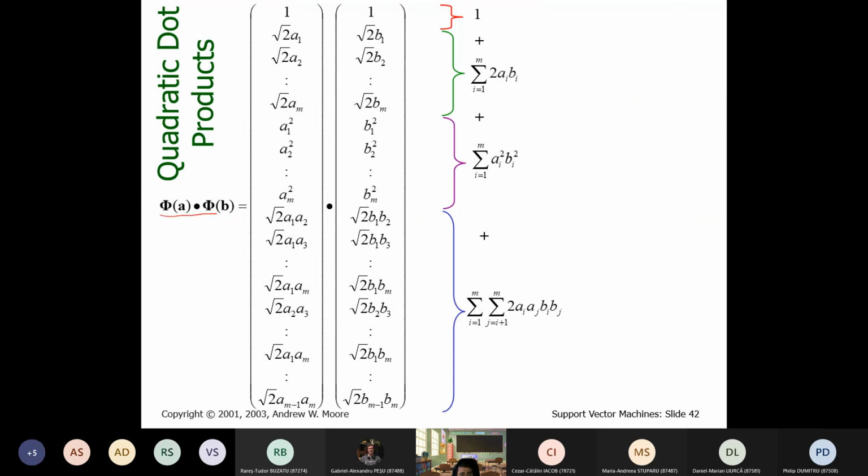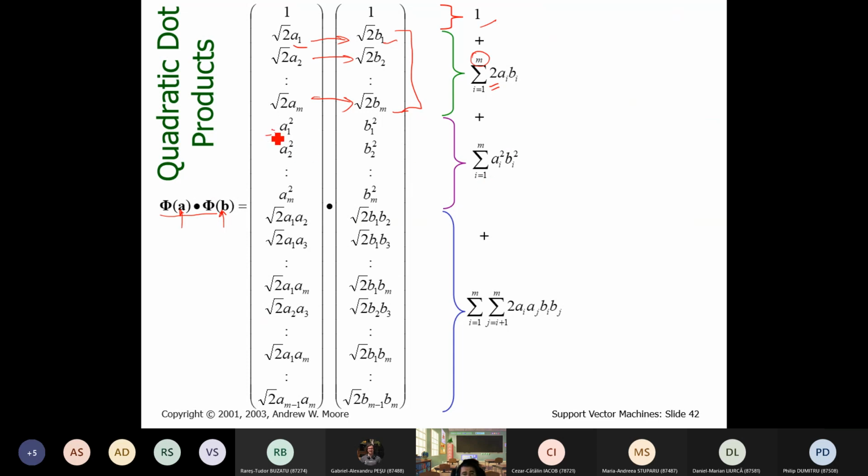If we want to compute phi of x1 multiplied by phi of x2, we change x1 with a and x2 with b because it's easier to see. So when we compute the product, we will have 1 plus, these are again dot products, so the multiplications are done like this. SQRT of 2 multiplied by SQRT of 2 will give you the value of 2. A1 multiplied by B1, we will have for all these terms this situation. So we will have the summation over all dimensions of 2 AI BI.